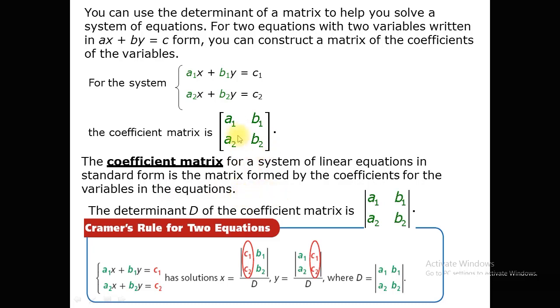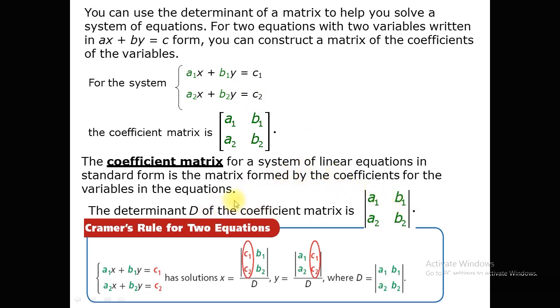And then find the determinant of this coefficient matrix before using the Cramer rule. So the determinant of this coefficient matrix, suppose denoted by D, is the determinant of the coefficient matrix of this 2 by 2 system.